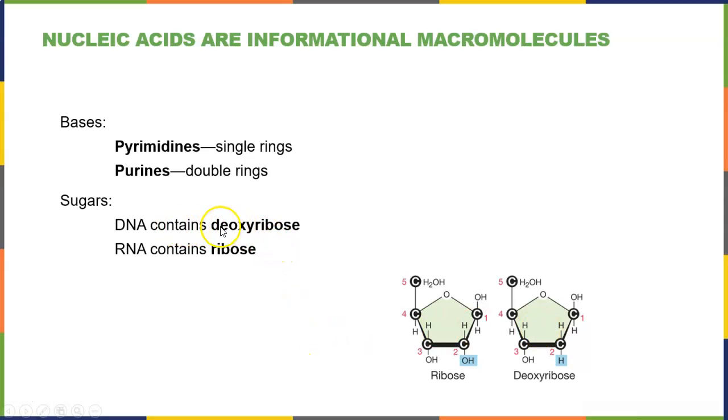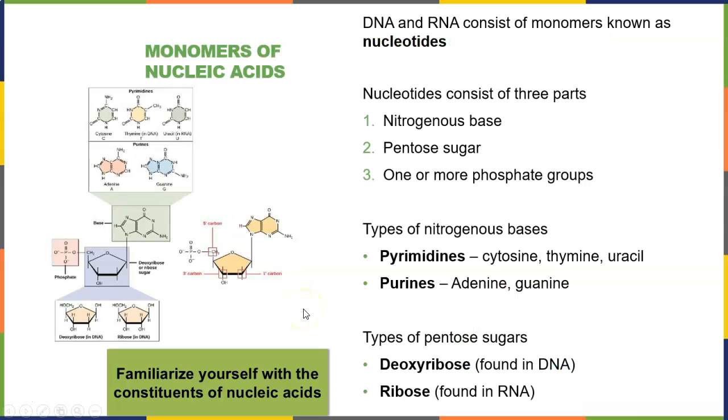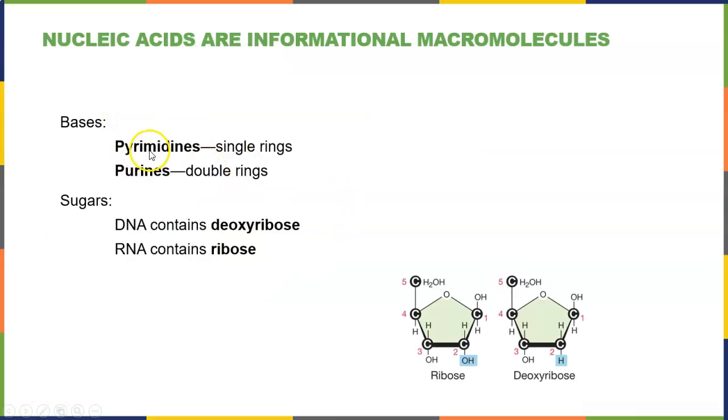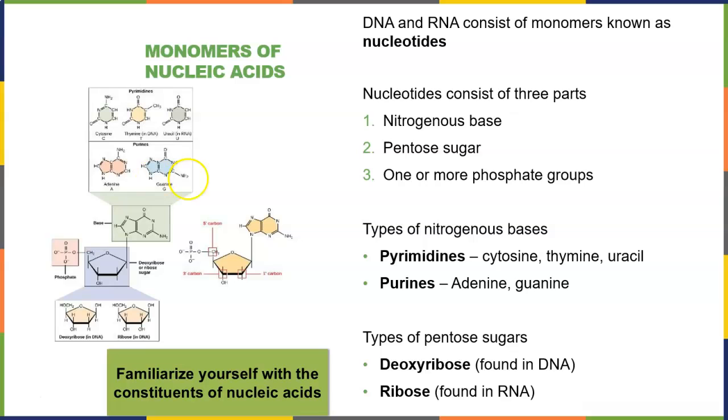If it's DNA, it has only deoxyribose. If it's RNA, it has ribose sugar. So when we start putting together those nucleotides, RNA will only have a ribose sugar where deoxyribose is in DNA. Oh, sorry. And we'll look at these. The bases can be one of two shapes too. They can either be a single ring or a double ring. The single rings are called pyrimidines, and the double rings are called purines. We'll see those very soon.